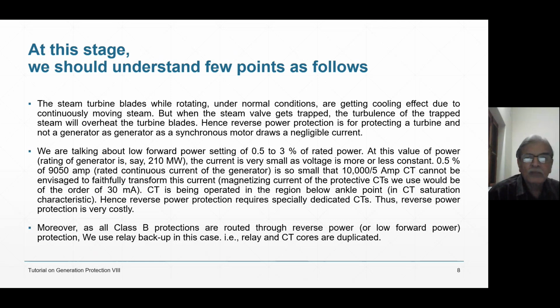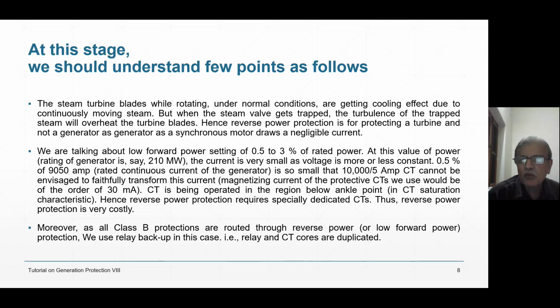So if I consider 10,000 ampere also, right? Because 10,000 by 5, then it will be 100. 1% will be 100 and 0.5% will be 50. 50 divided by 2000.